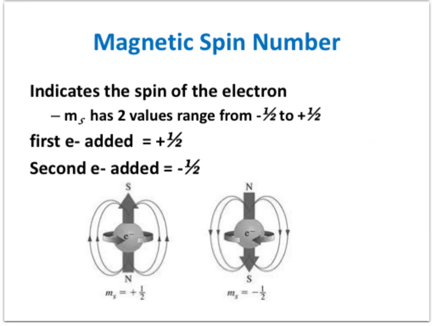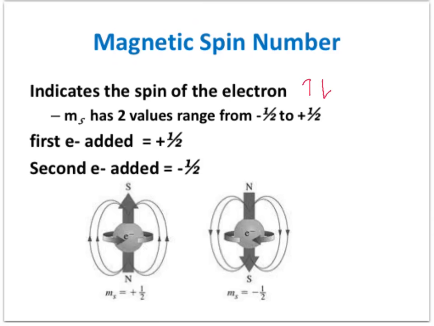Now, the magnetic spin number, the last of the 4. This indicates the spin of the electron. Spin, what does the spin mean? We talk about the orientation of the electron. We use that word, orientation. When we added the first electron, we used arrows pointing up. When we added the second electron to an orbital, we used arrows pointing down. So they have different orientations. And that is what we were using to represent our magnetic spin number.